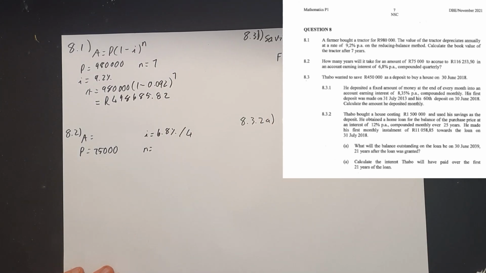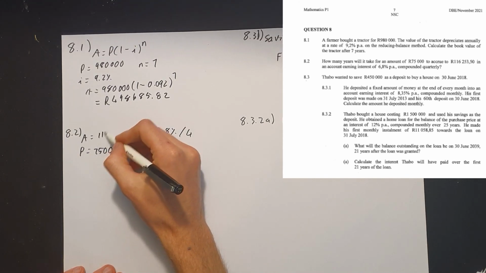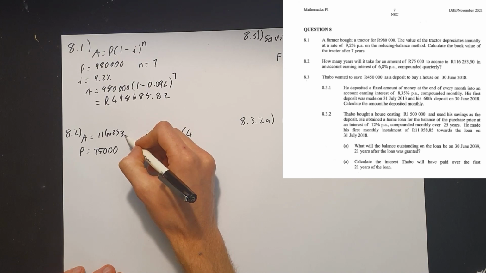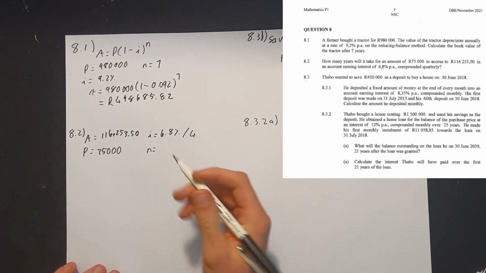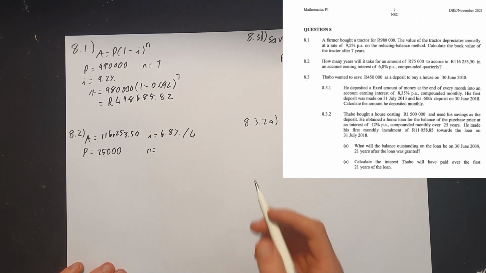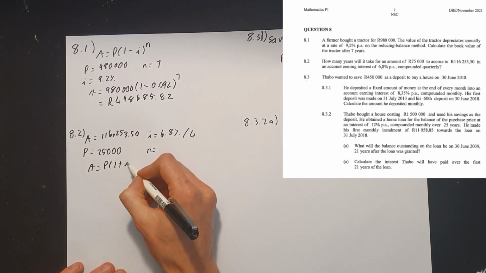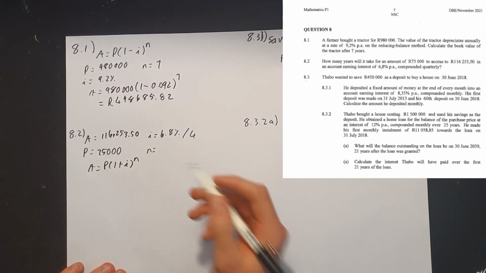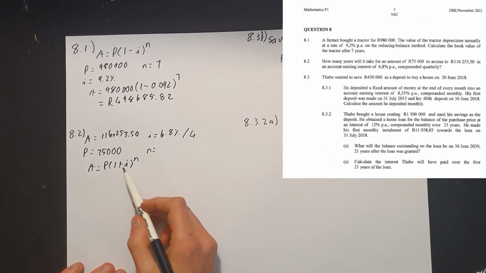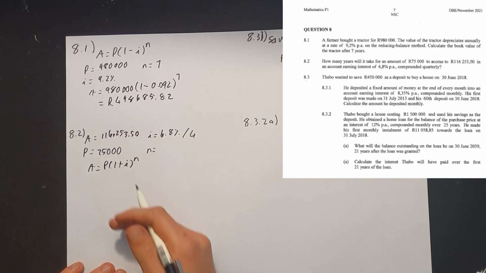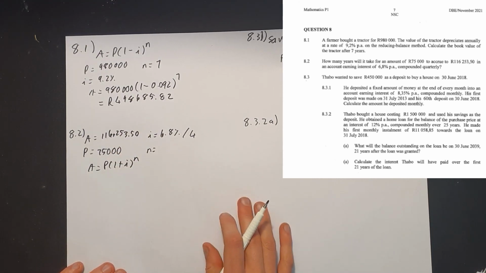Okay, let's have a look. We have A as well. That's 116,253.50. Now we just have to plug it into our formula. So it's going to be A equals P times (1 plus I) to the power of N. But remember, it's compound, so we have to divide our interest by 4. I'm just going to first manipulate the formula and then plug everything in.